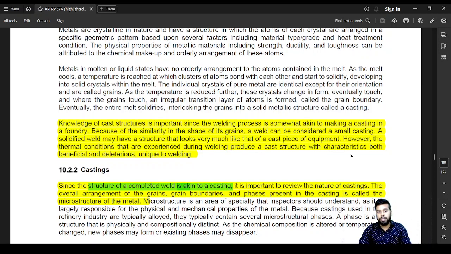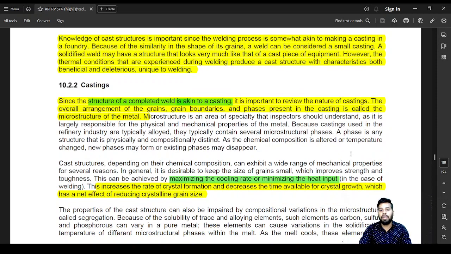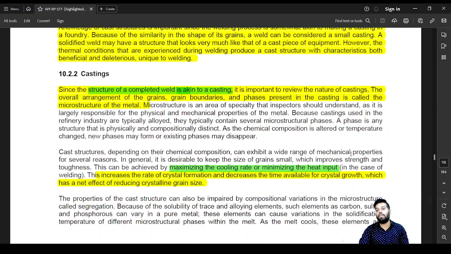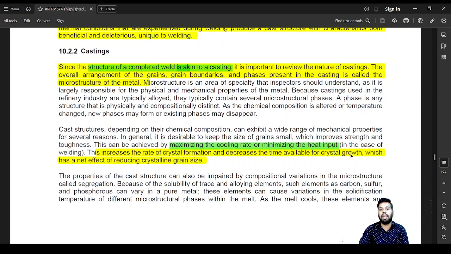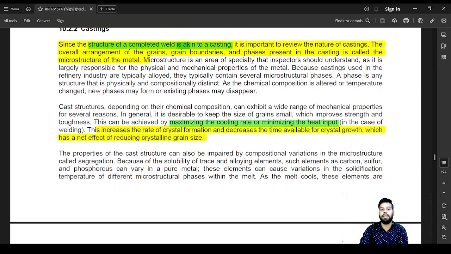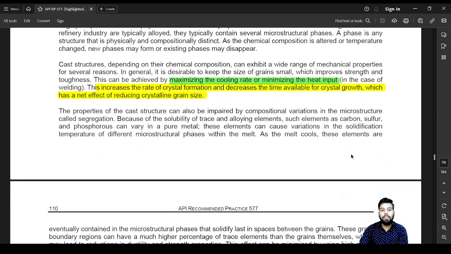Castings. Since the structure of the completed weld is akin to casting, it is important to review the nature of castings. The overall arrangement of the grains, grain boundaries and phases present in the casting is called the microstructure of the metal. So the cast structure, depending on the chemical composition, can exhibit a wide range of mechanical properties for several reasons. In general, it is desirable to keep the size of the grain small, which improves strength and toughness.